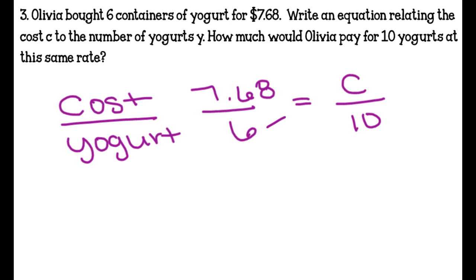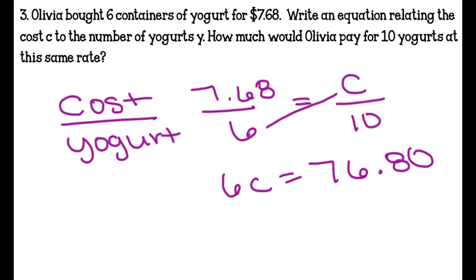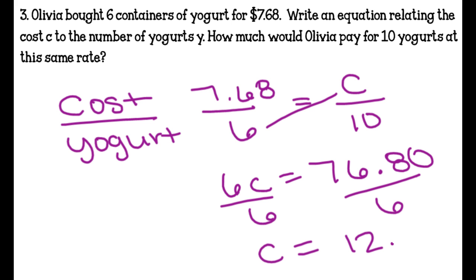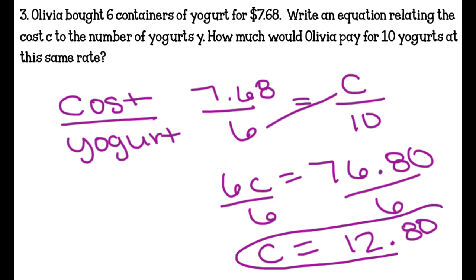So I cross multiply and I have 6 times C is 6C. And then I have $7.68 times 10 is $76.80. And then what you do to one side, you must do to the other. So we divide both sides by 6. And C equals $12.80 for 10 containers of yogurt.